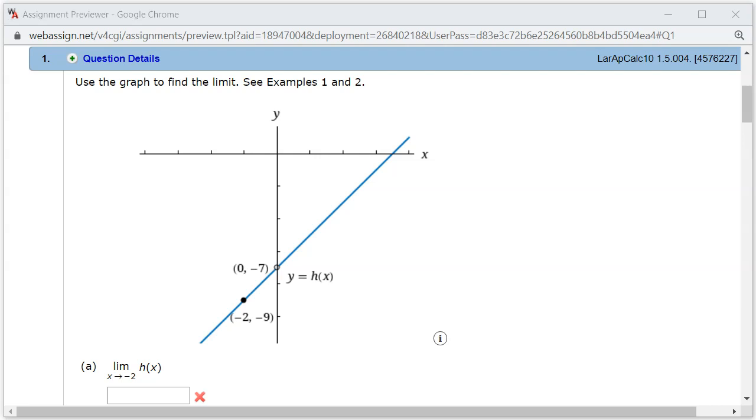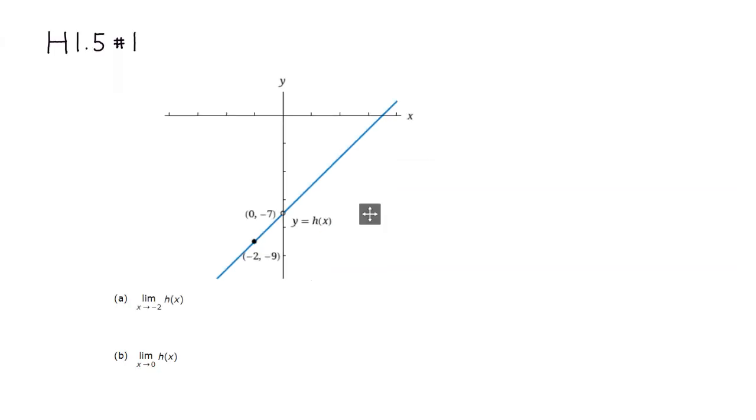All right, let's look at homework 1.5, problem number 1. We want to use this graph to find the following two limits. So let's do that. For part A, we want to find the limit of h of x as x approaches -2.